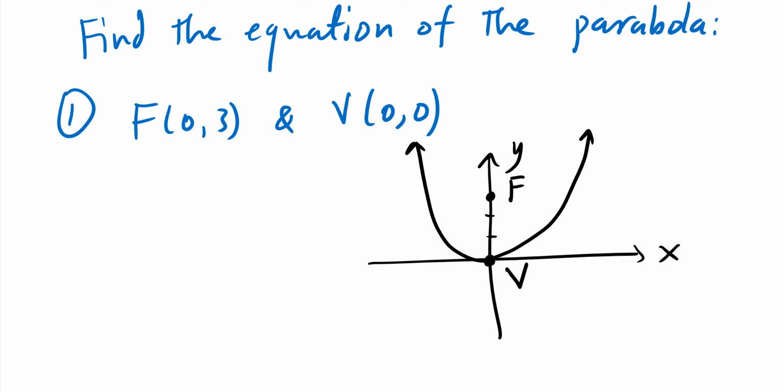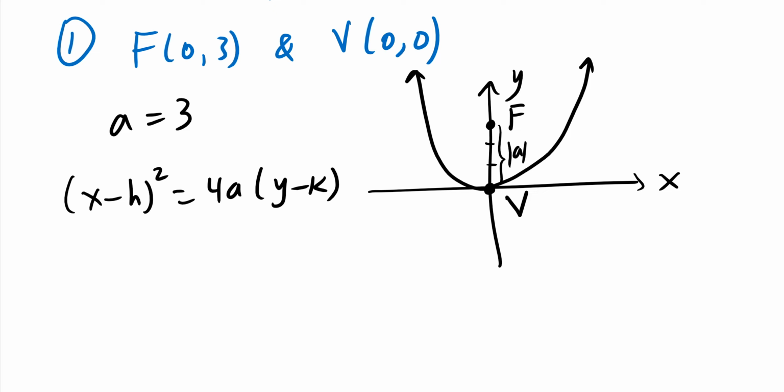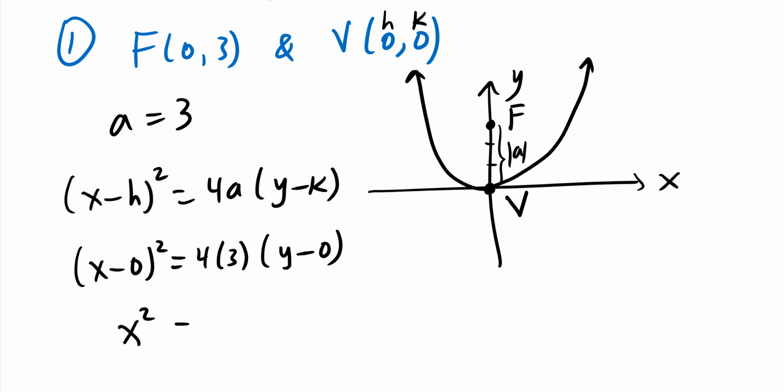So this tells me that a is 3, right? A is 3, distance-wise. Is it positive or negative? Well, it opens up, which means it's positive. If it opens down, it's negative. So that's a. And remember, it's (x minus h) squared equals 4a times (y minus k) because it opens up. This is (h, k). So (x minus 0) squared equals 4 times 3 times (y minus 0). x squared equals 12y.